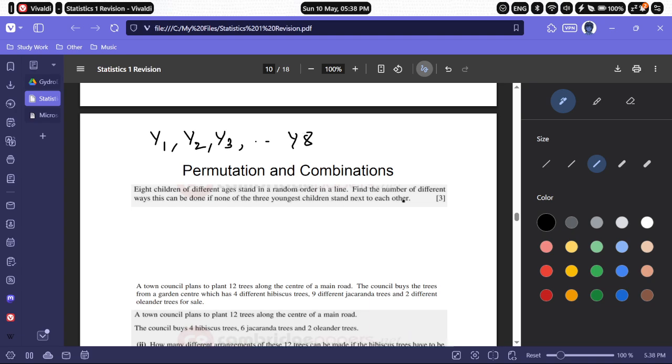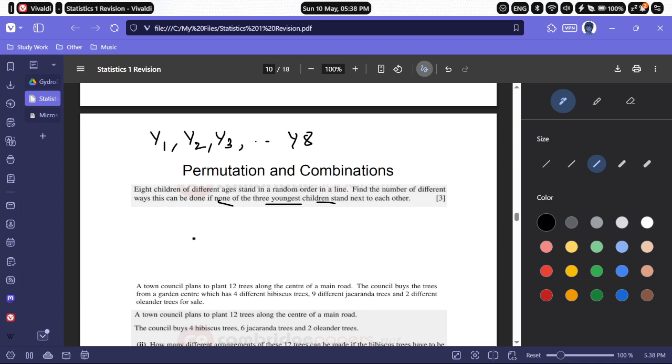So in this case, they're telling you to find the number of different ways this can be done if none of the three youngest children stand next to each other. So basically you kind of get the idea that there has to be a gap between those children, right? So that's when you realize that, oh, you have to use the gap method.